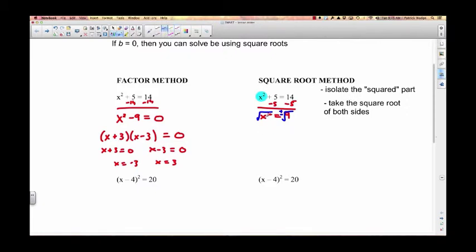So the square root of x squared is just x. We did it. We got x by itself. And the square root of 9 is 3.